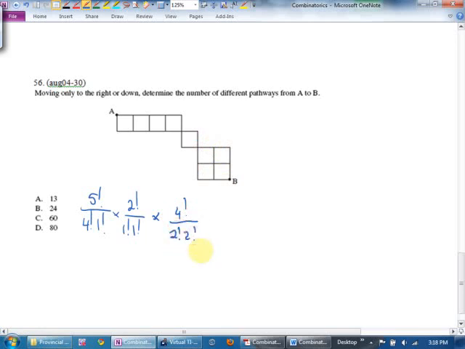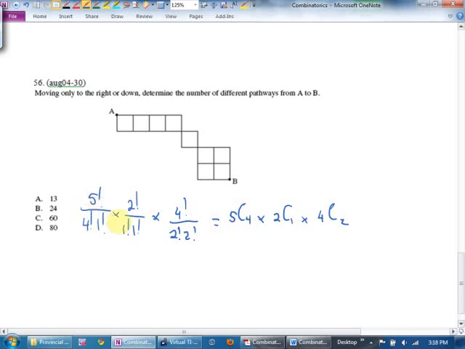Now, there was a wonderful coincidence for regular pathway problems. If we noticed that these two added up to the top, that these two added up to the top, that these two added up to the top, there was a shorter way to write this. This is actually 5 choose 4. This is actually 2 choose 1. This is actually 4 choose 2, which gave us a quicker way to type it. I always start out by solving it this way, but oh, if the bottom adds to the top, that is what choose looked like.